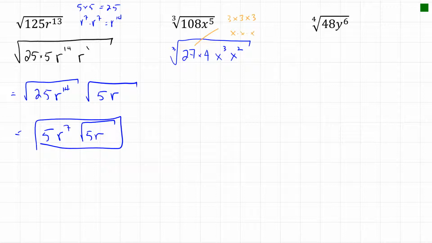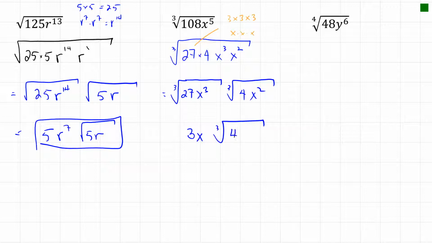So I'm going to write them in two separate radicals, one containing the perfect cubes and the other containing the non-cubes. So the cube root of 27 is 3, the cube root of x cubed is x, and we have the cube root of 4x squared remaining in the radical.